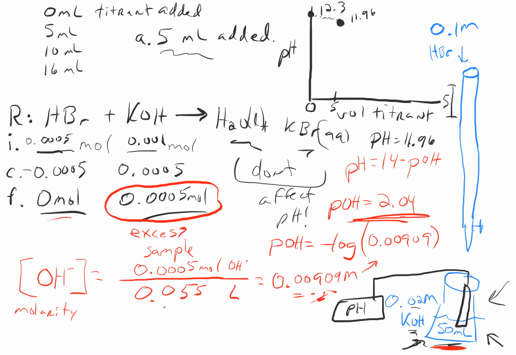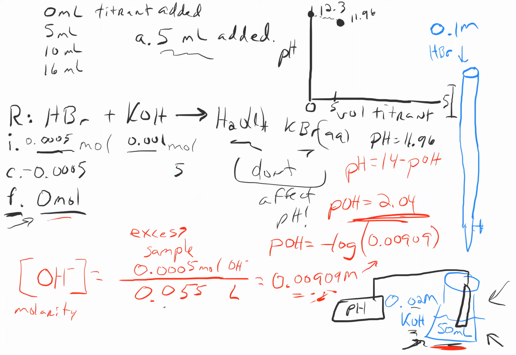But again, what I did here was what's important, my scheme for solving this problem, because you're always going to do this over and over and over again. You write the reaction, you do your ICF table, and after you do the ICF table, you have to look at this final amount of everything. Use your chemical intuition to figure out what controls the pH, and then solve for pH accordingly.